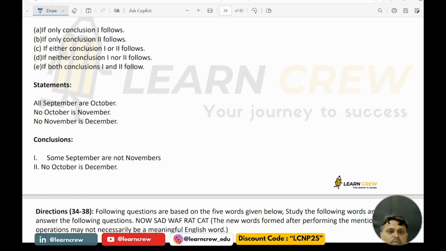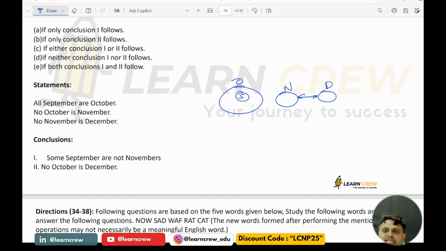All September are October. All October are November. No November is December. Now, some September are not November is wrong. Sorry, I have drawn wrong; the diagram is wrong. All September are October. No October is November. No November is December.